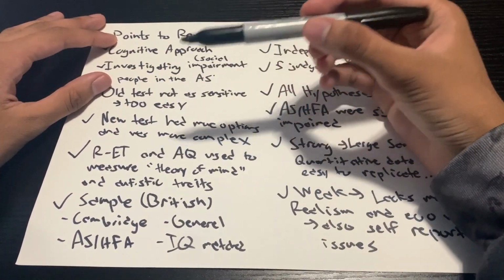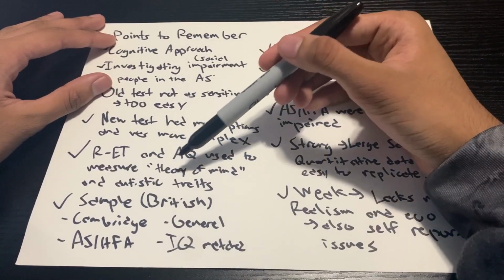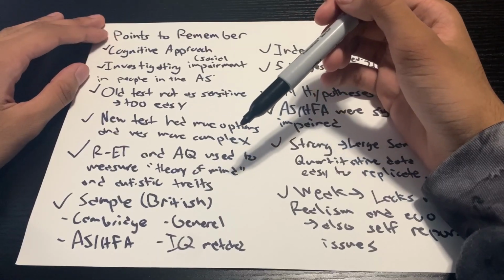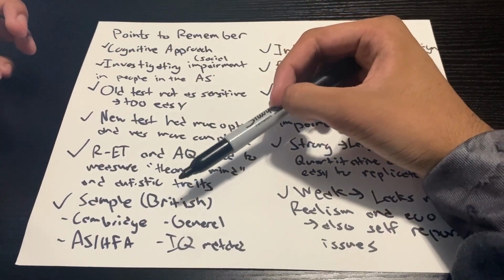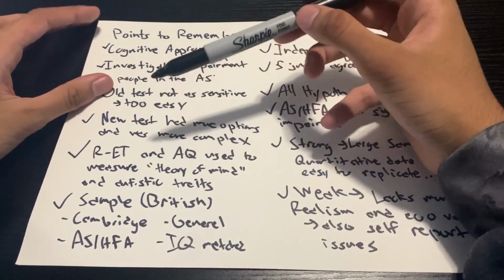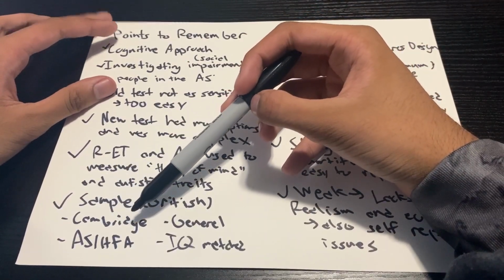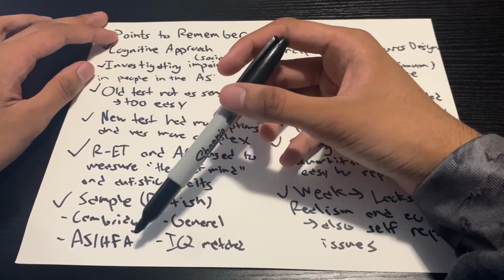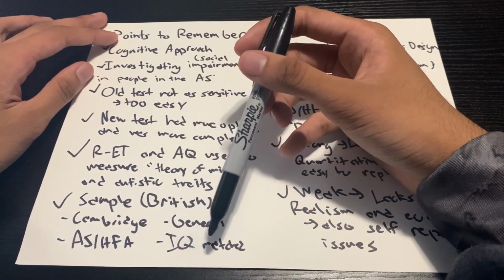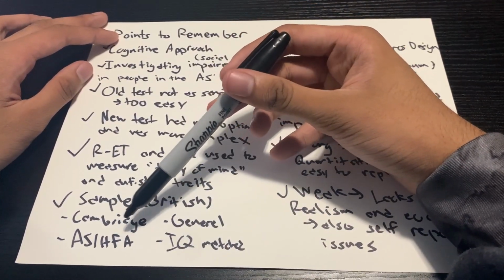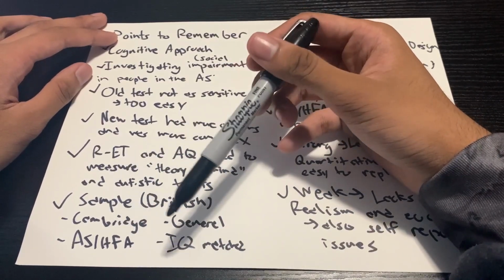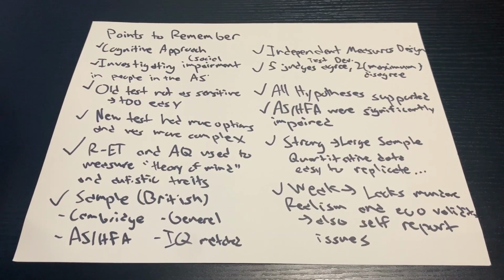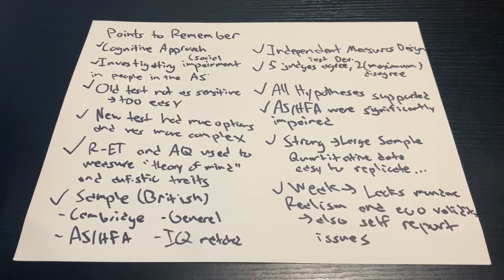The RET and the AQ were used to measure theory of mind and autistic traits, respectively. Those were the self-report questionnaires. The sample was British. They came from Britain. They were mainly the Cambridge group, the general populace, the AS/HFA people, and the IQ matched group for the AS/HFA. And they were either volunteer or opportunity. The study is independent measures design as its experimental design.